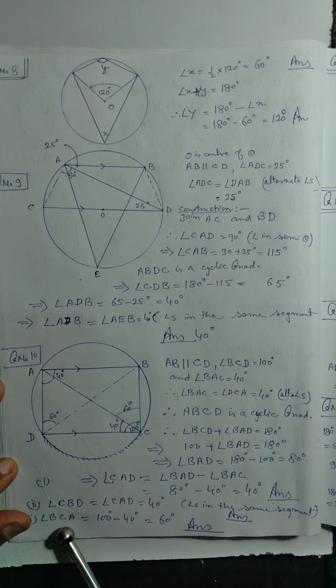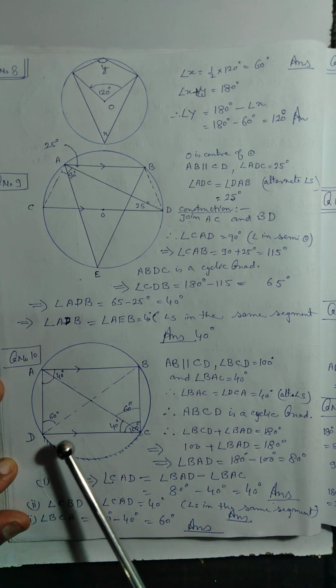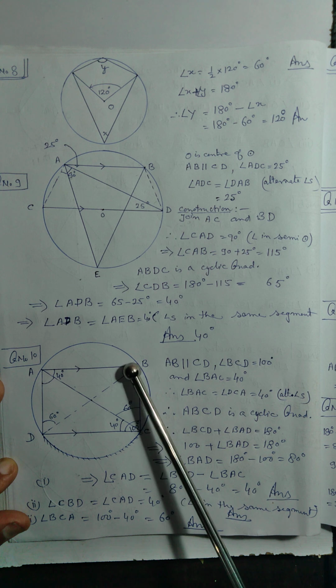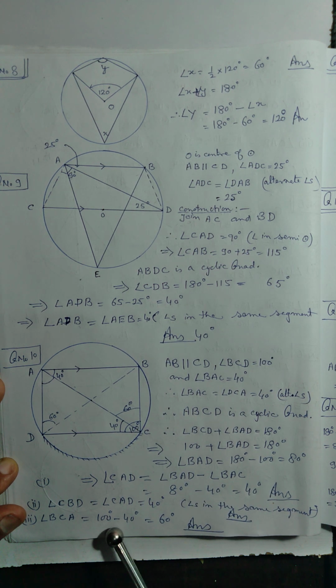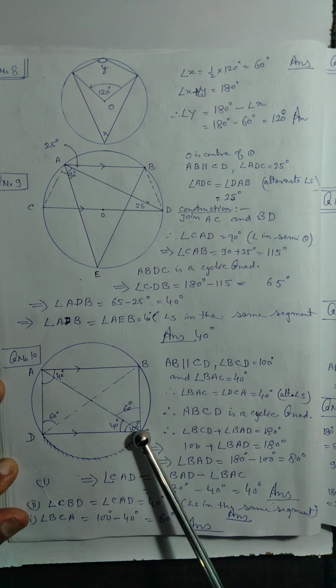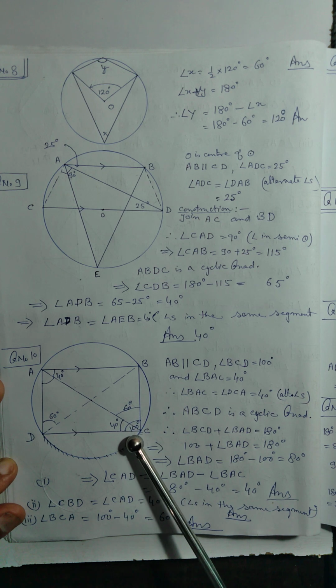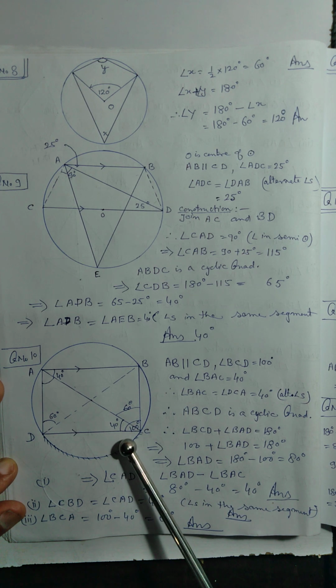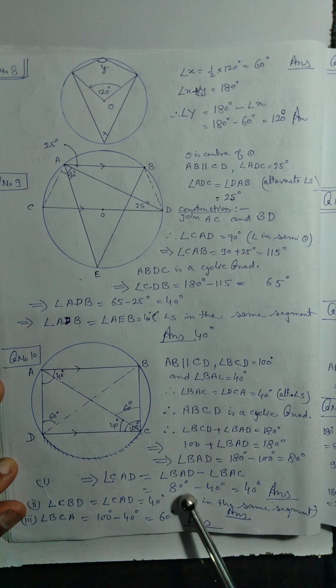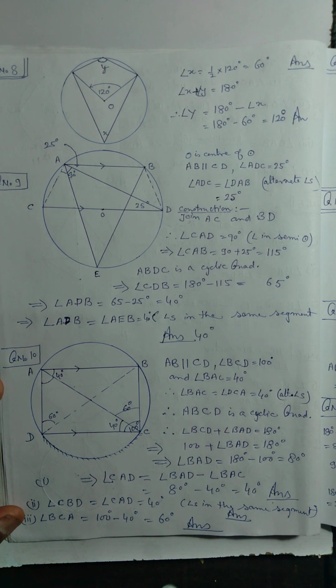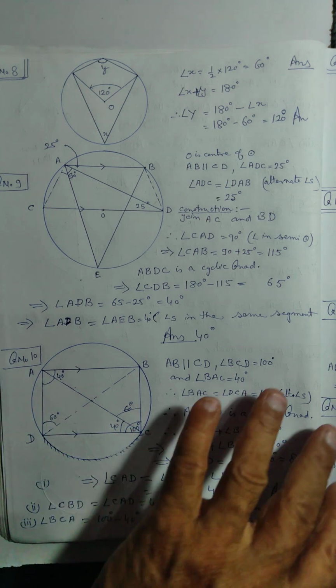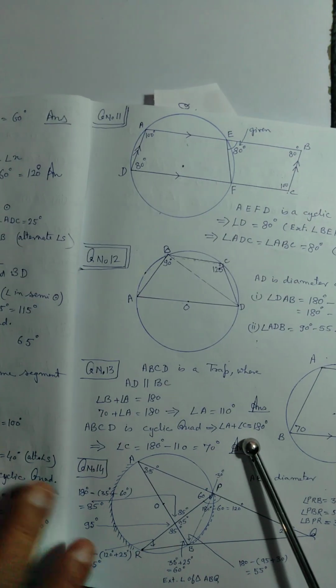Now BCA, that is 100 minus 40. Total it is given already. It is 100. So out of that, this is 40. So 100 minus 40, that is 60 degree. This is the third answer of this question number 10. Now come to the question number 11.